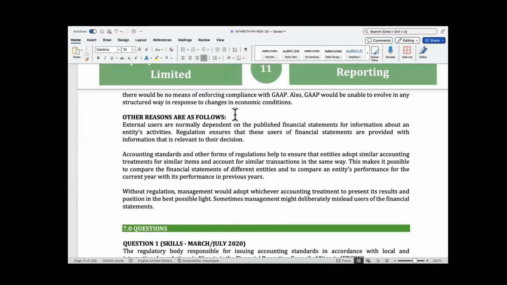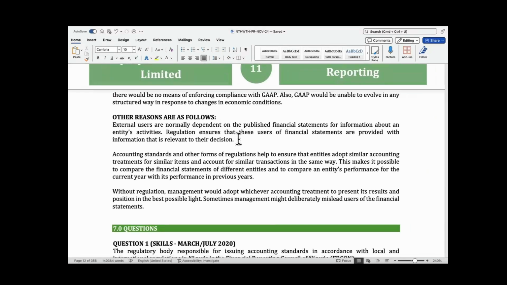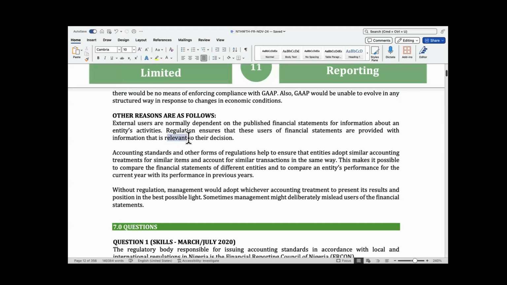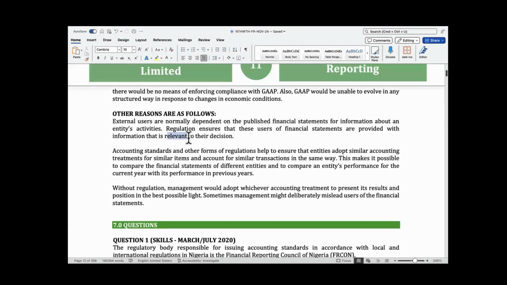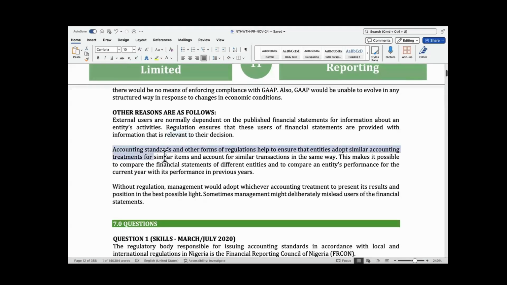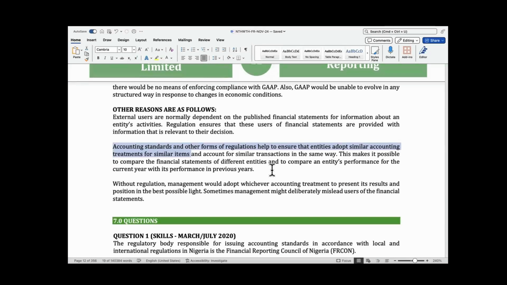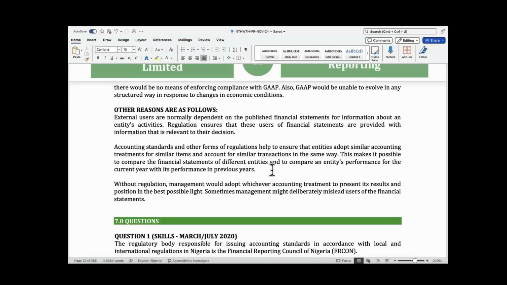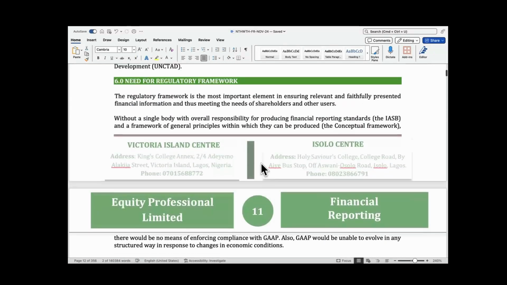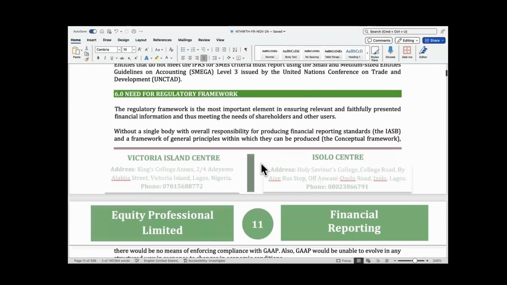And another one is that they would ensure that financial statements users are provided with relevant and reliable financial reports. Another one is that with regulation, similar items are treated in a similar way. Similar items and similar transactions are treated in a similar way. And they would ensure that companies don't mislead the users. So these are some of the reasons why regulation is necessary.